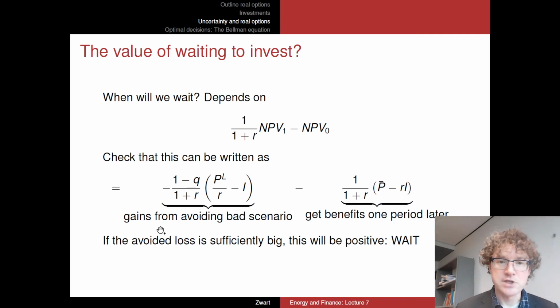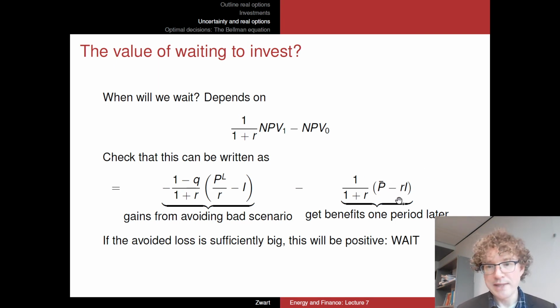Okay, so what are these two parts? Well, this one should be sort of obvious. This is the loss of, so P bar minus RI is the 1 period income, right? The average 1 period income is, you get the average price. The average 1 period cost was the capital cost, R times I. So these are the benefits of investing today, and you're missing out on these benefits for the first period.